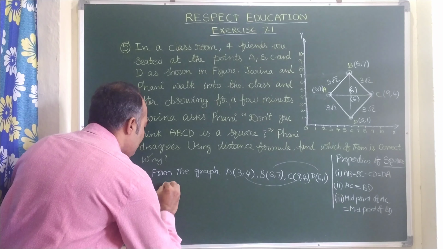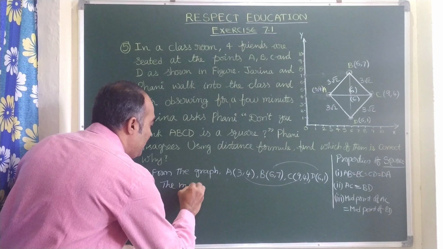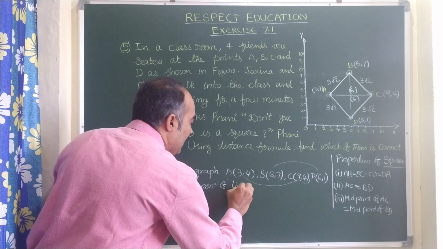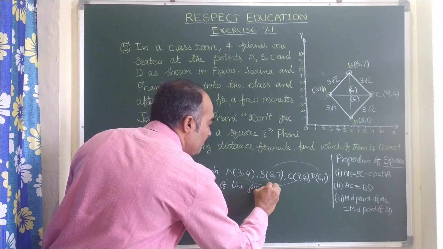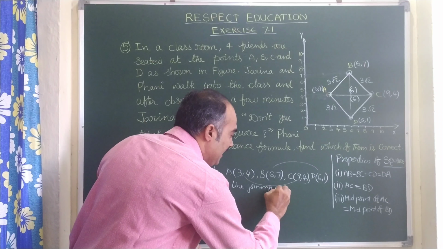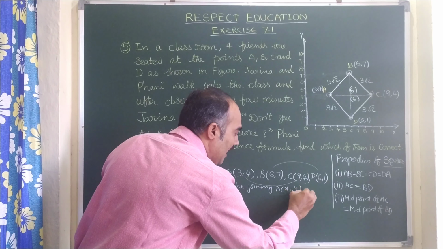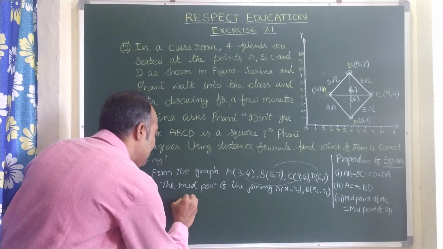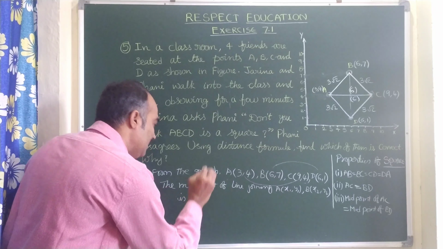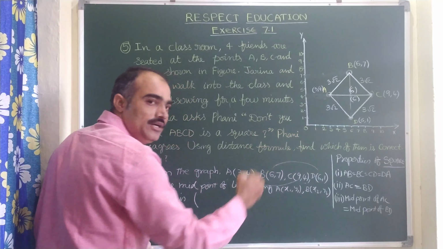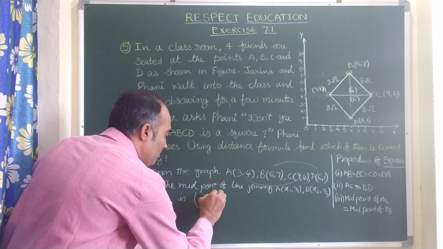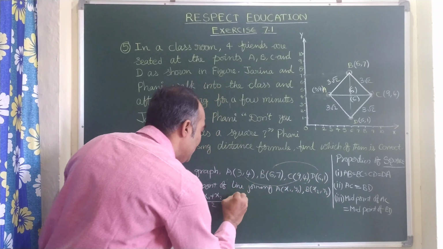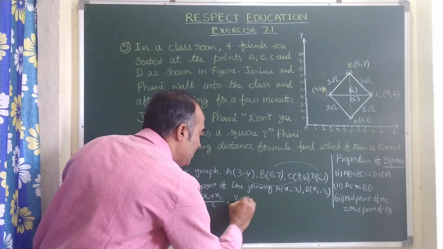Suppose the midpoint of the line joining A(x1, y1) and B(x2, y2) is given by the formula: (x1 plus x2) by 2, comma, (y1 plus y2) by 2.